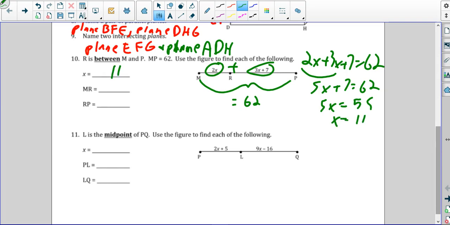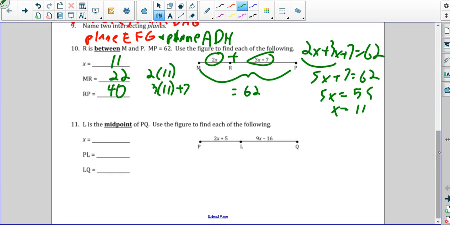Now I plug it in. MR is 2x. 2 times 11 is 22. 3 times x plus 7. 3 times 11 is 33. Plus 7 is 40. Again, I just plugged in 2x and 3x plus 7.